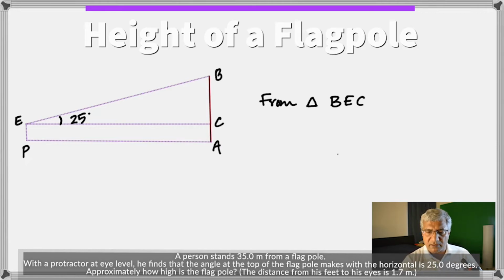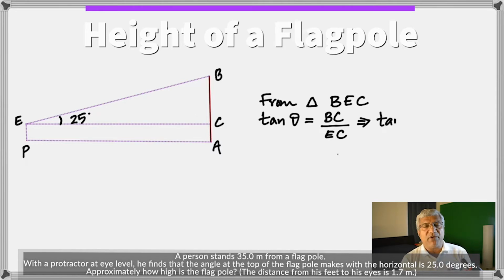And from the angle given here, we know this is the opposite side of the angle. This is the adjacent side. So tan theta is opposite by adjacent. That's why tan 25 or tan theta would be BC, the opposite side of the angle, divided by EC. Okay? And then tan 25 is equal to BC by 35 meter, because EC is how far away the person is.